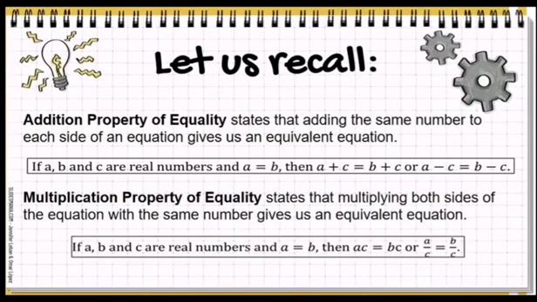Another, we have the multiplication property of equality or MPE, which states that multiplying both sides of the equation with the same number gives us an equivalent equation. In here, if A, B, and C are real numbers and A equals B, then AC equals BC or A over C equals B over C. This means that C is multiplied to both sides of the equation, or C divides both A and B.